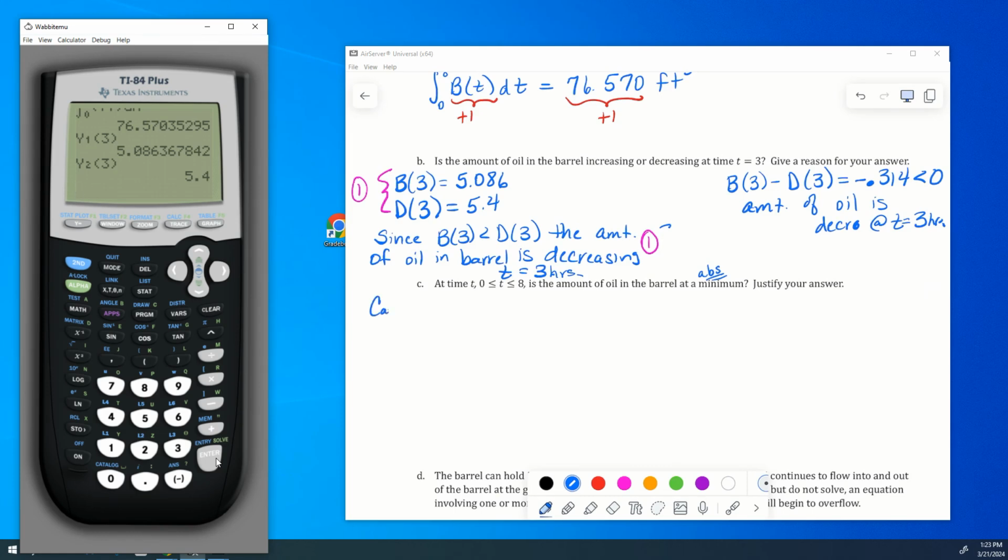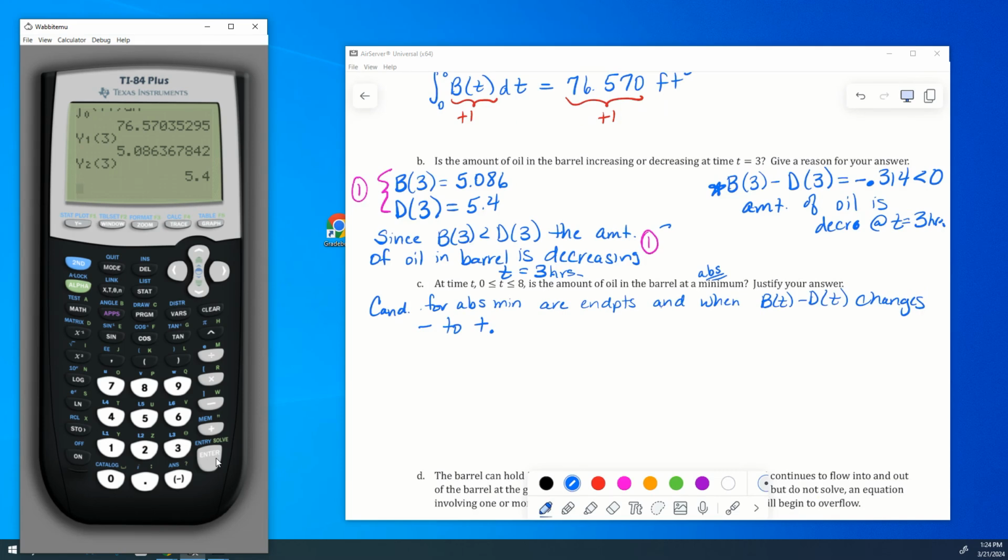So I like to write the candidates for absolute min are endpoints, and when B of t minus D of t changes from negative to positive. Again, I could say equal to 0, but I like to not even bother with the ones that are going to be a maximum because it just wastes time. It doesn't take that long to write that. So I'm very specific as to what my candidates are.